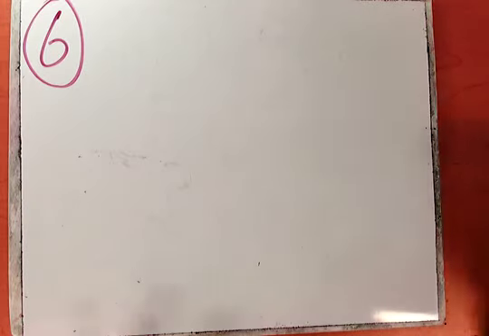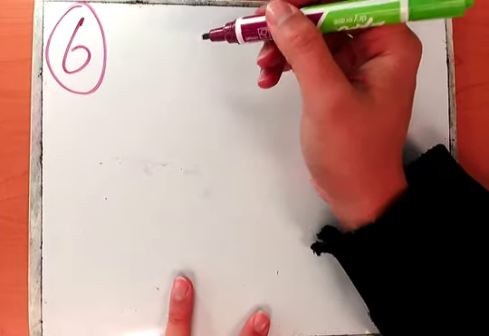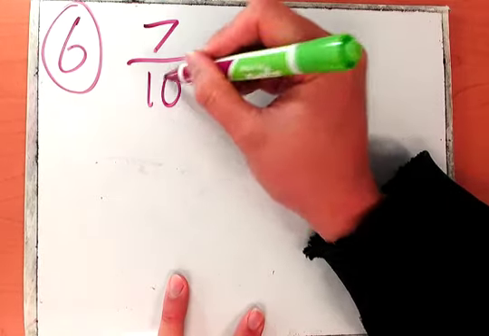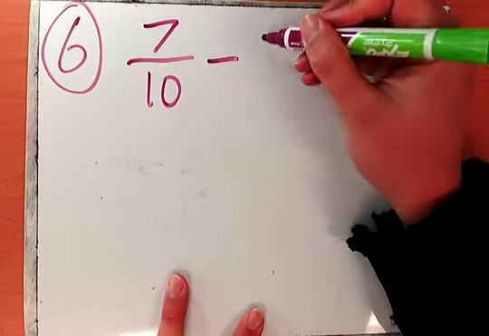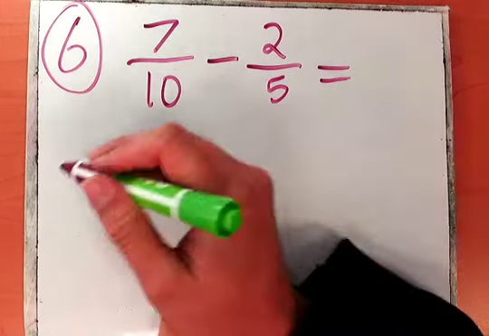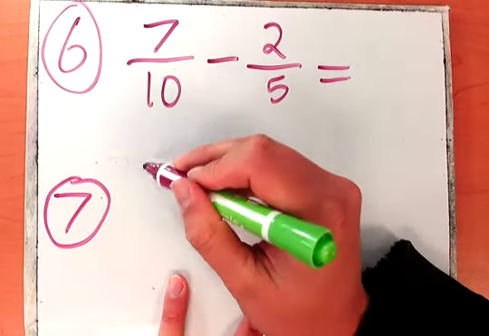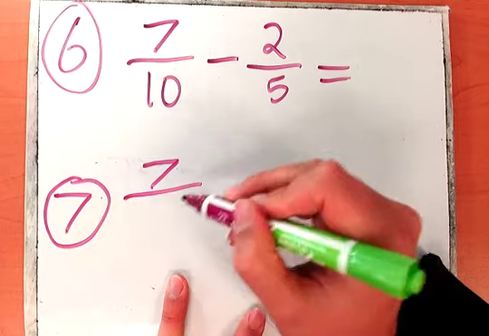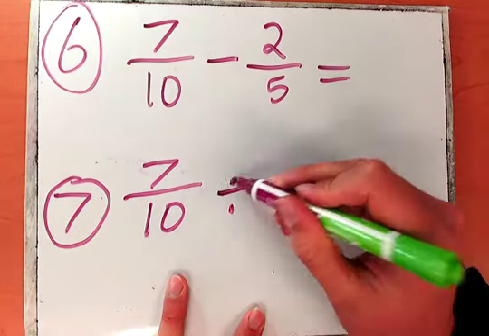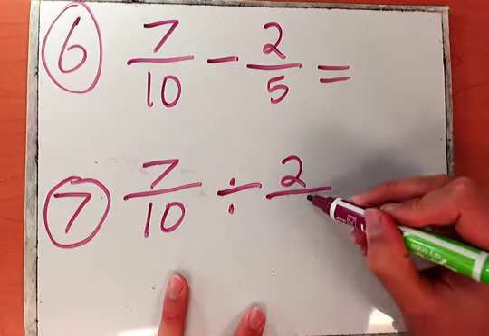Alrighty, let's do question 6. So we have been talking fractions for a while, we've got an example here of 7 over 10 minus 2 over 5. What does that equal? And we always pair it with the next question, which is looking at multiplication or division. In this case, it's going to be division. 2 over 5.